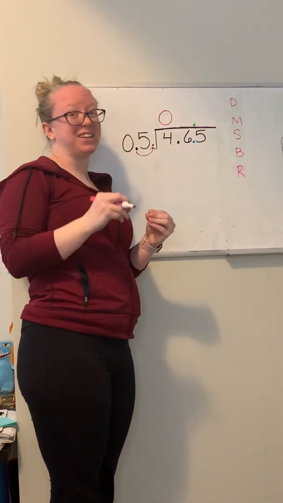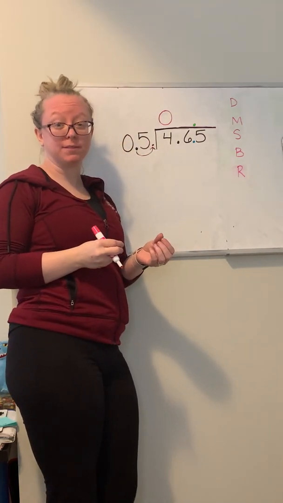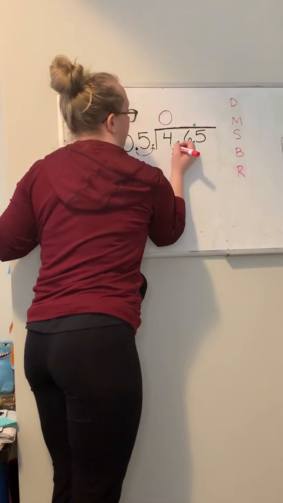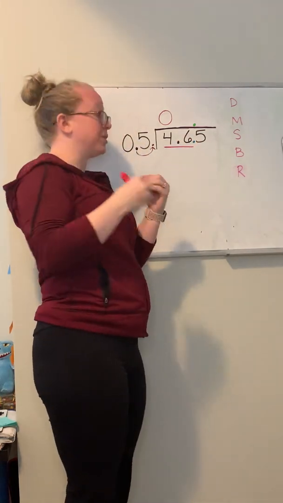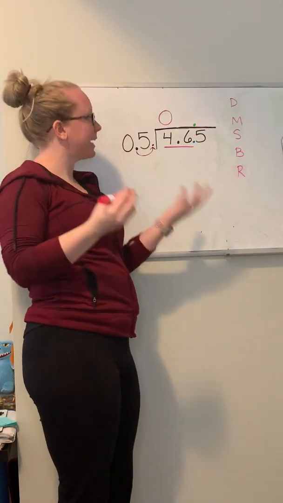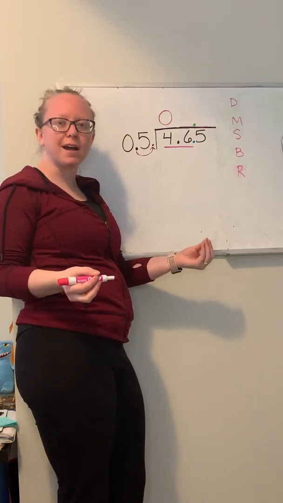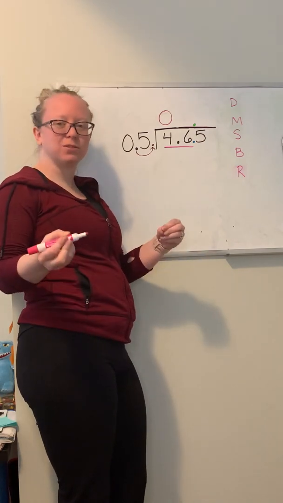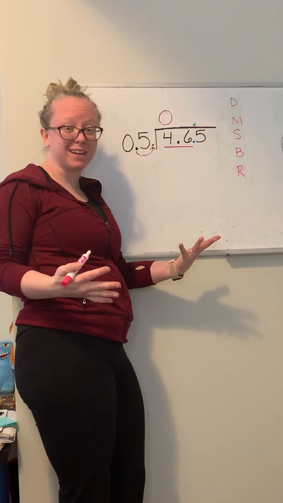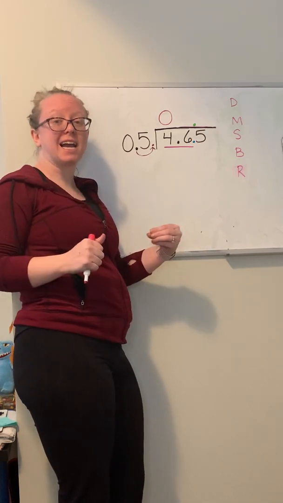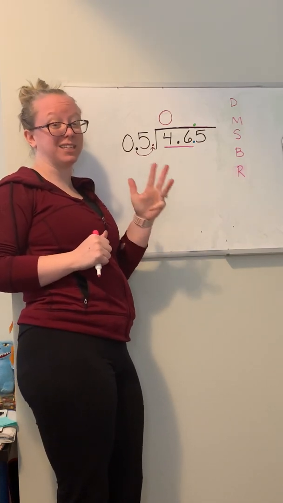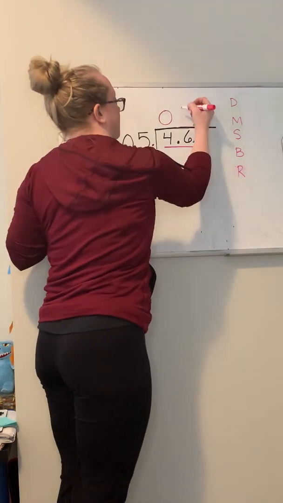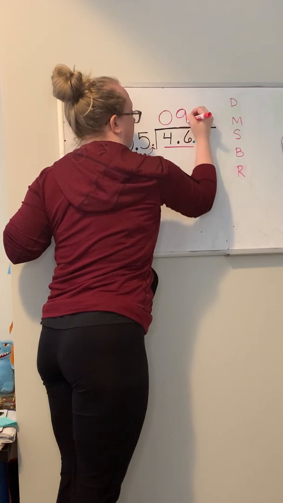And then I know I can't just look at my first number in my dividend. So I have to look at the 4 and the 6, which is 46. And then I ask myself again, 46 divided by 5. Or I'll ask myself the question, can 5 go into 46? And I know it can. 5 can go into 46 9 times. 5, 10, 15, 20, 25, 30, 35, 40, 45. So I put my 9 up top in my quotient.